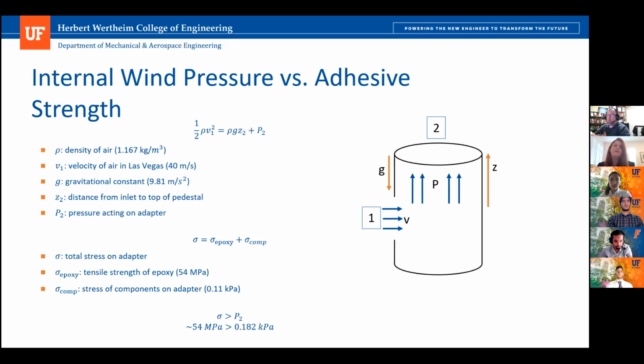The adhesive strength of epoxy was rated at 54 megapascals, and the total weight of the components above the pipe was found to be 2.22 kilograms, resulting in a pressure of 0.11 kilopascals, which is negligible relative to the tensile strength of epoxy. Therefore, the pressure exerted on the mirror was endured by the tensile strength of the epoxy adhesive in addition to the weight of components above the pipe. Next slide, please.